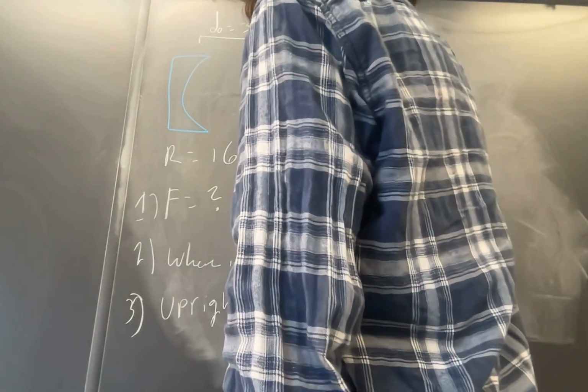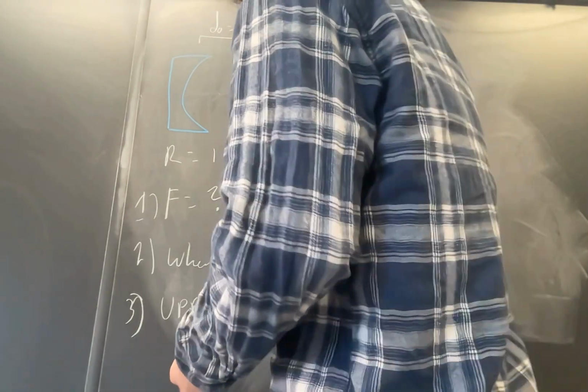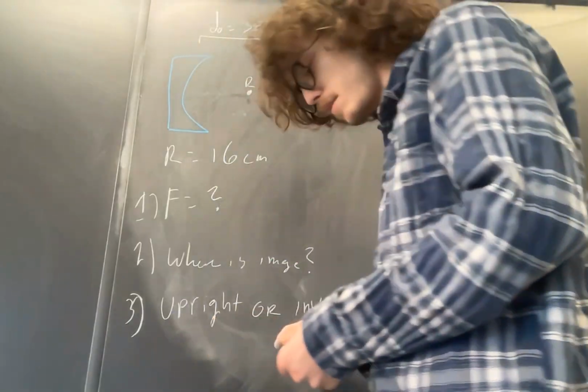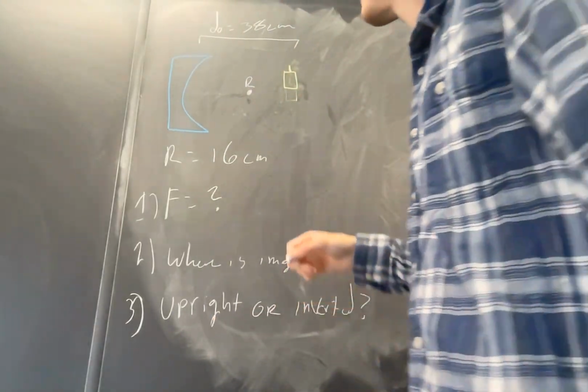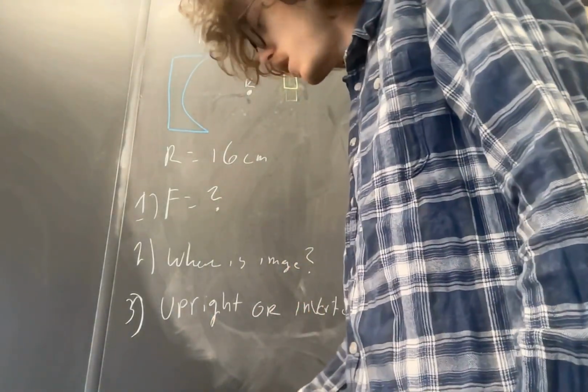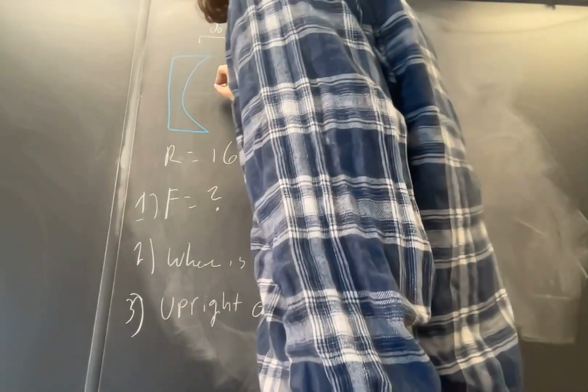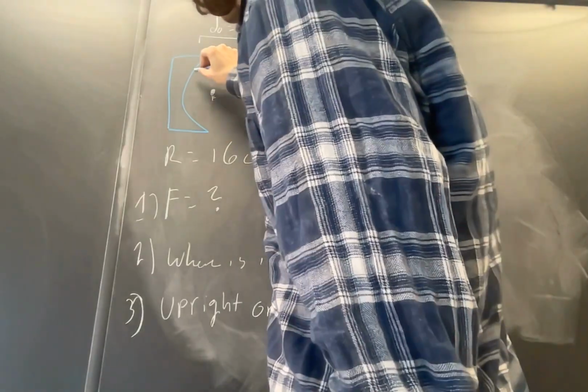I'm going to redraw the candle. I want it to be above the radius of curvature. So let's assume the candle is right here. So where is that image going to be? What we have to do here is draw a simple ray diagram just to kind of understand where this candle's image is going to be. And let's draw in our focus point, which we'll call right here. That's going to be the focus point.